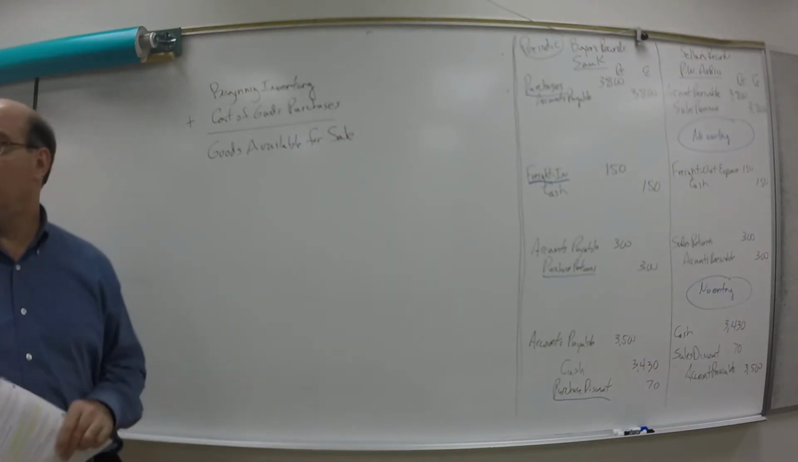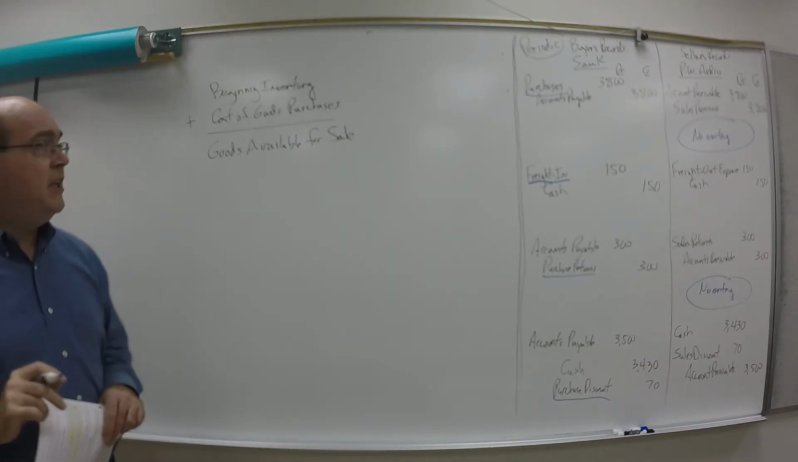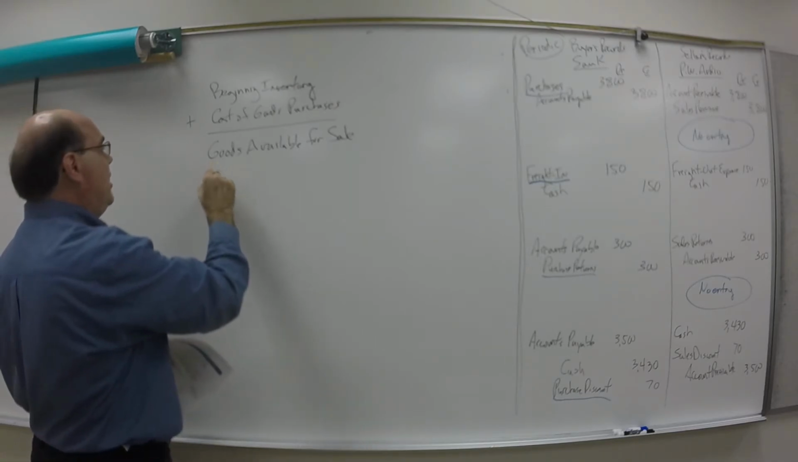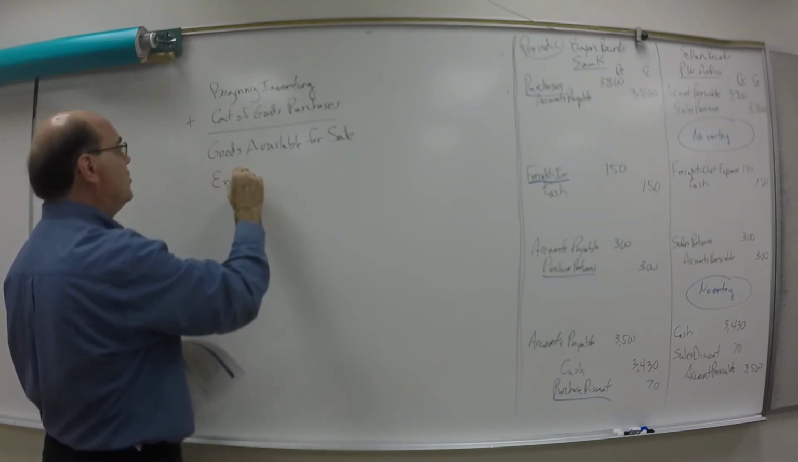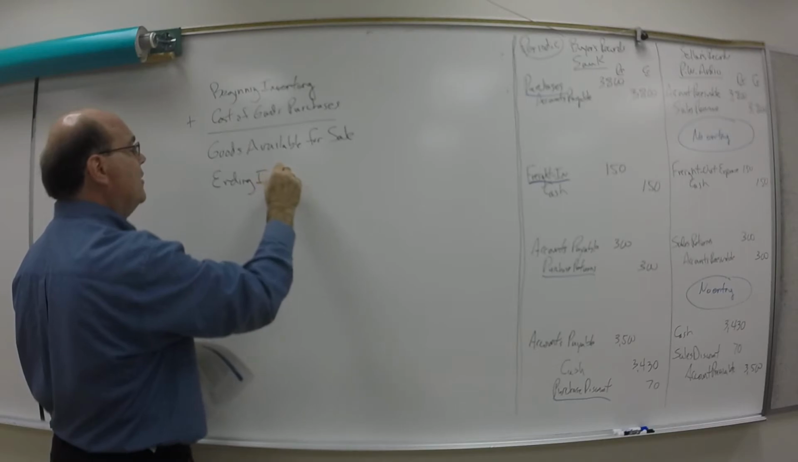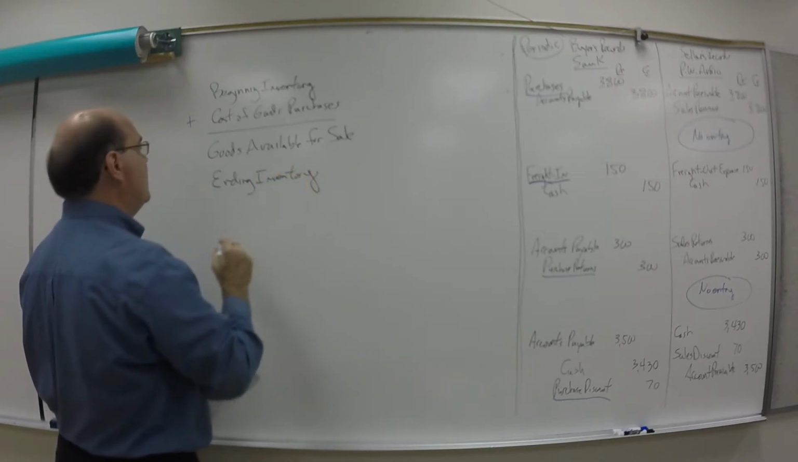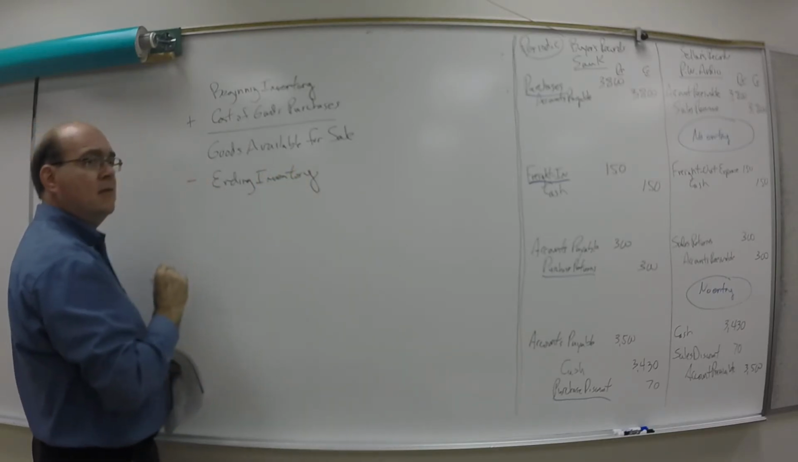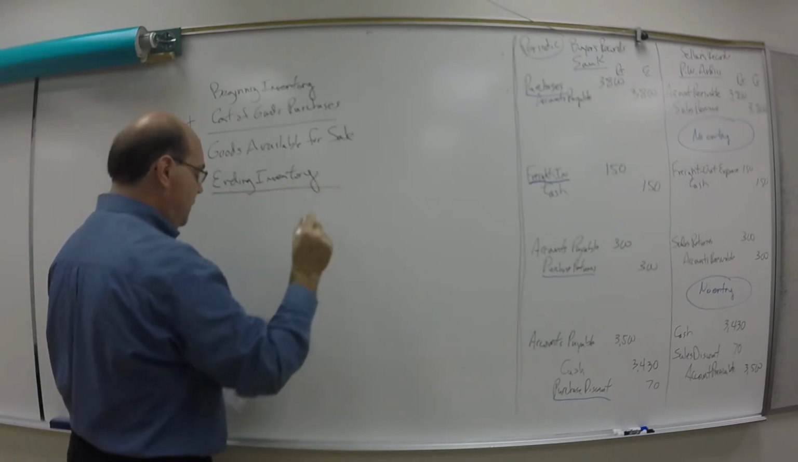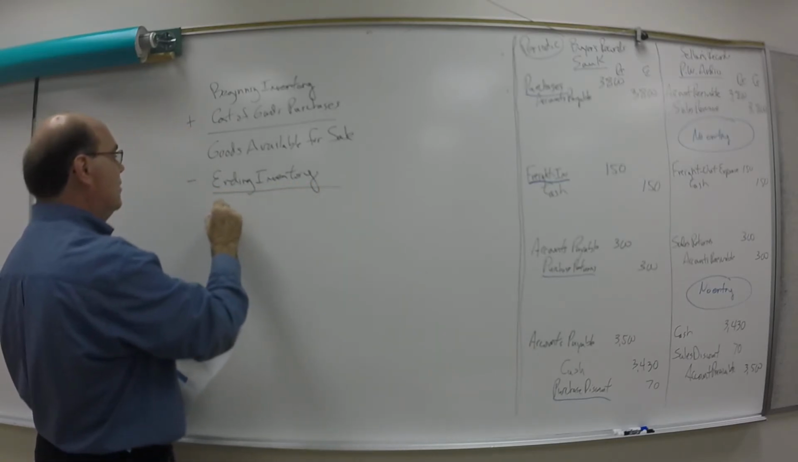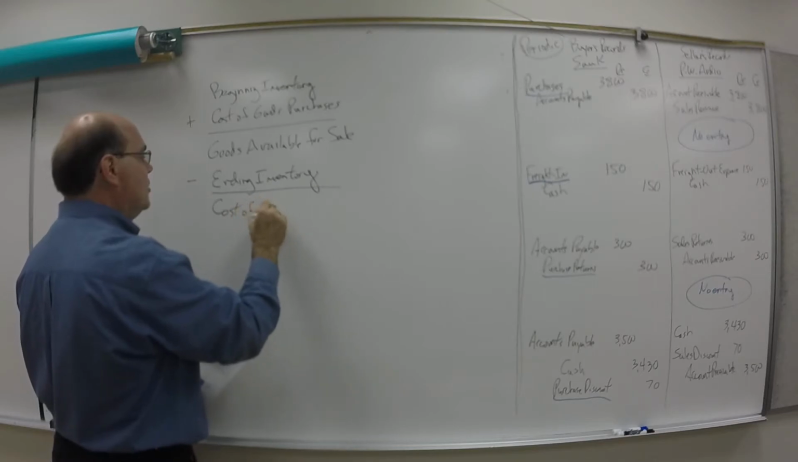Right? We had that much to sell. But when we went through and counted, we came up with a new number. This is our new ending inventory number that we just got from our periodic inventory, where we went out and counted stuff. We're going to subtract that, and the difference must have been our cost of goods sold.